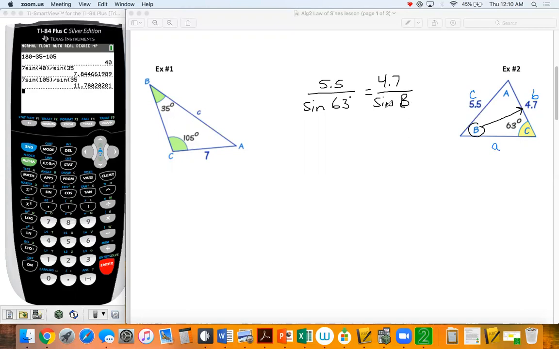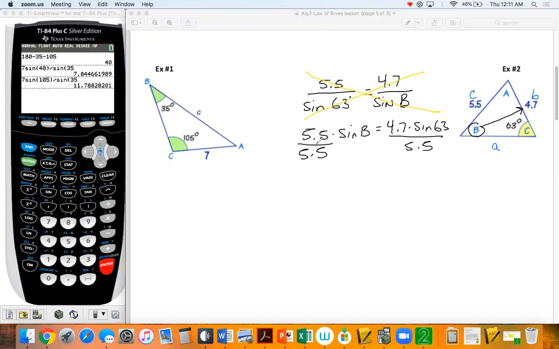Hang with me. So now we have our proportion, and we're going to cross multiply. I always start with the direction of the unknown. So I have 5.5 times sine B, equal to the other cross product, which would be 4.7 times sine 63. All right, so now what's next? We want B by itself. B is attached to sine, so I'm going to divide both sides by 5.5.